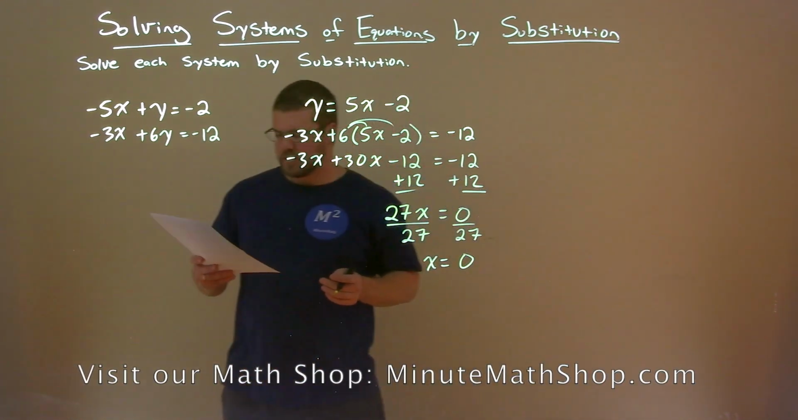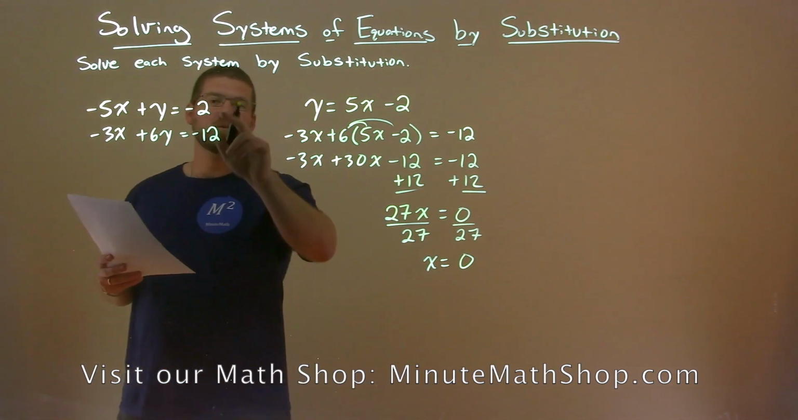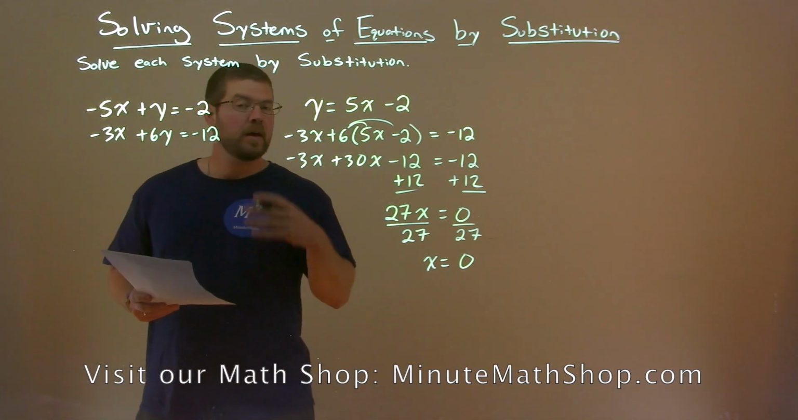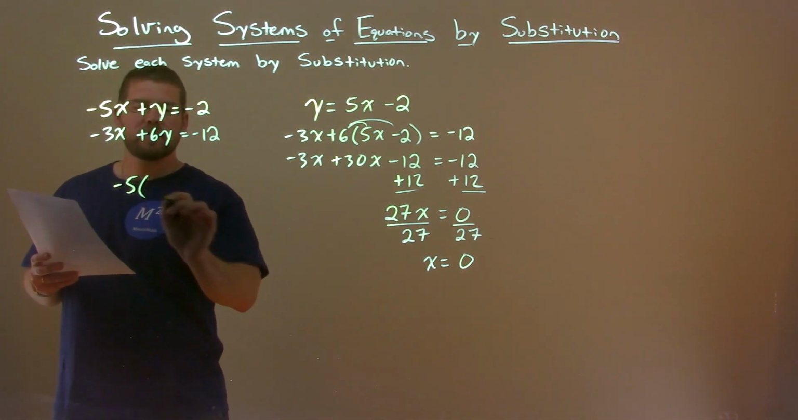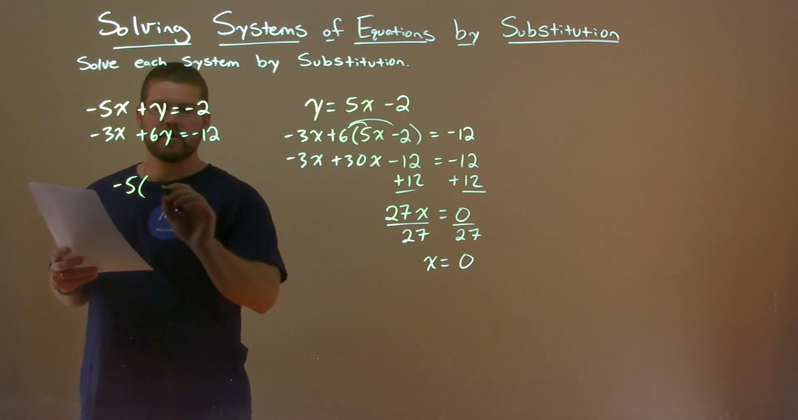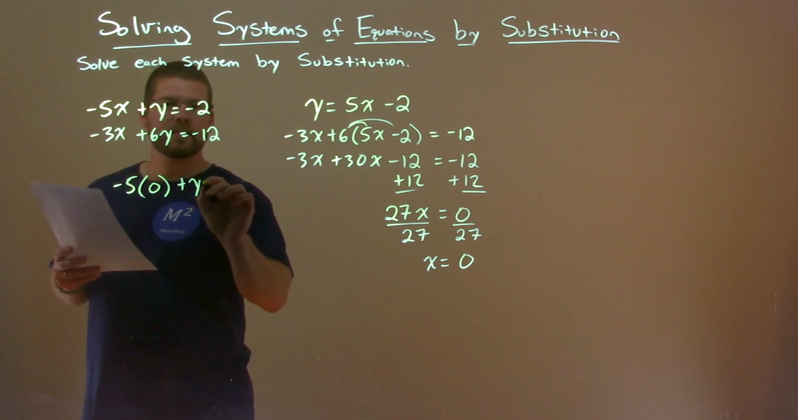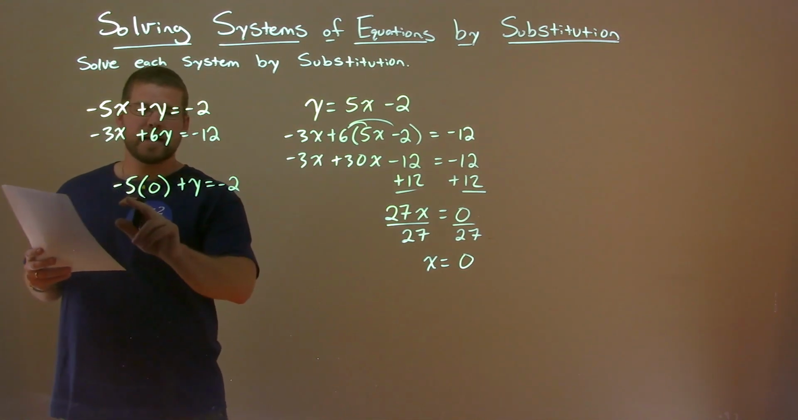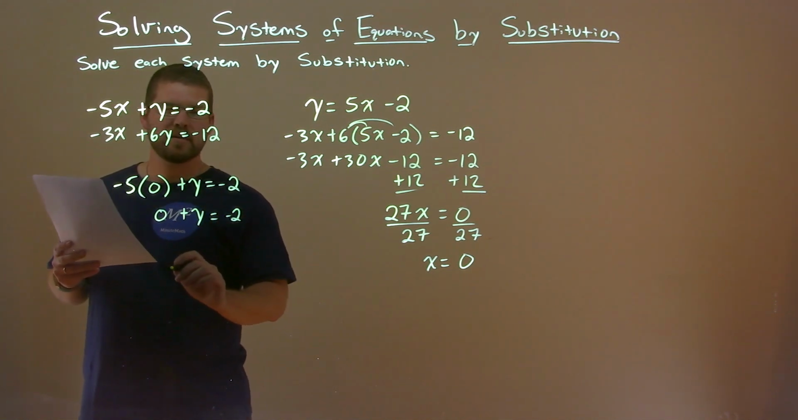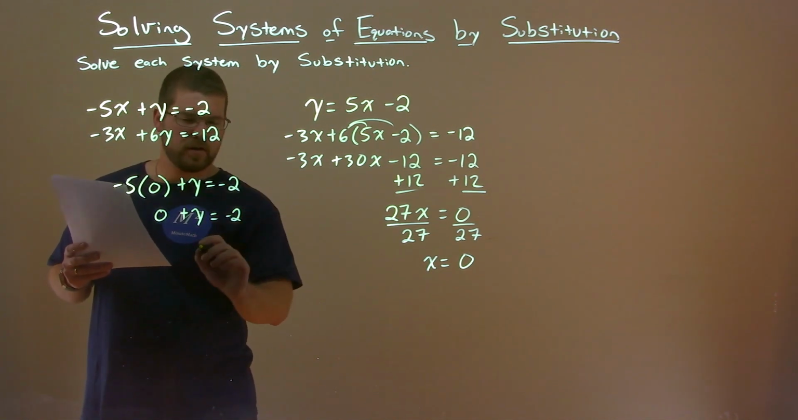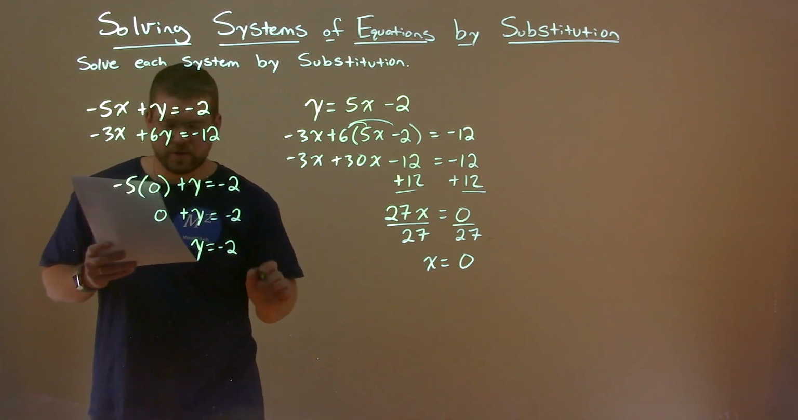We take that information and plug it into one of our first two equations to solve for y. Pick the easier one. I think it's the first one. Minus 5, and instead of x, we put 0, plus y equals negative 2. Negative 5 times 0 is 0, plus y equals negative 2. Don't really need to write 0 plus y, so we just write y equals negative 2.